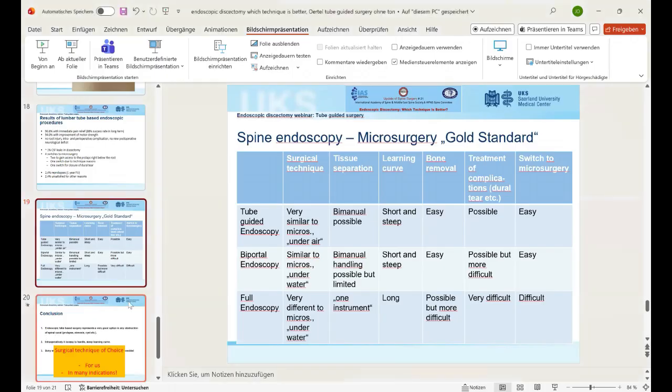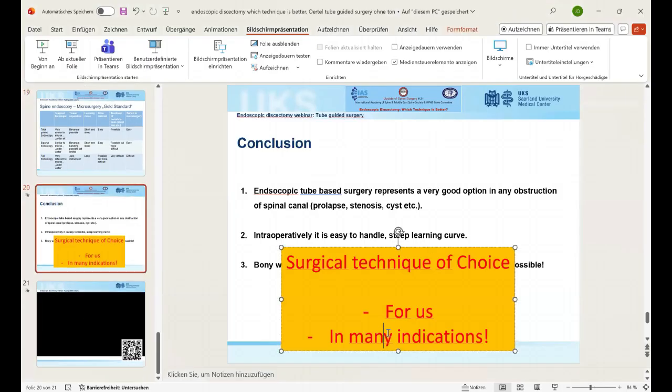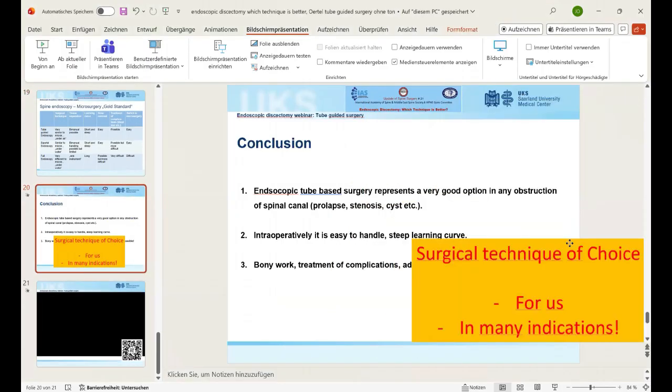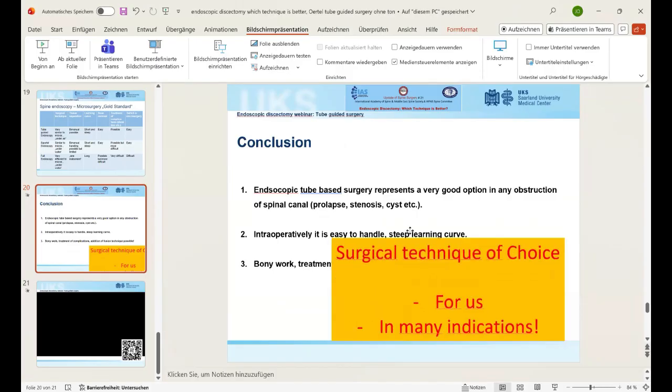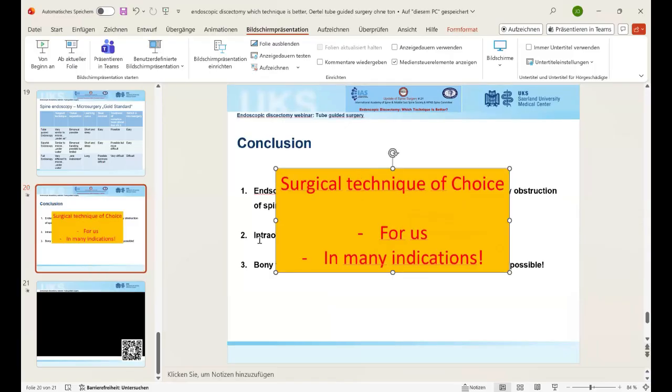So when we conclude, endoscopy represents a very good option in any obstruction of the spinal canal in the tube-based system. Intraoperatively, it's easy to handle, with a steep learning curve. Bony work, treatment of complications, and addition of fusion technique is possible. I have not shown this today because I think it's too time-consuming, but it's a surgical technique of choice for us.